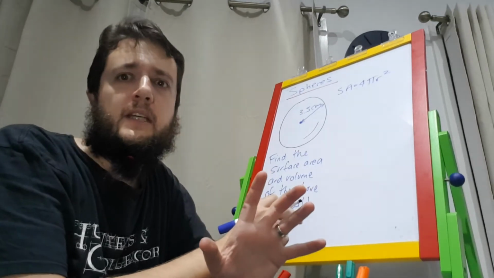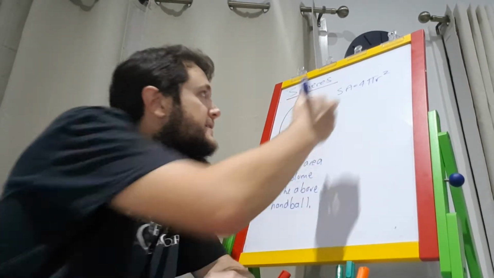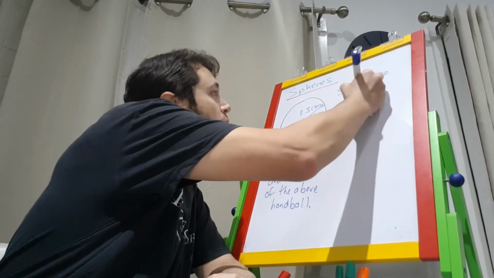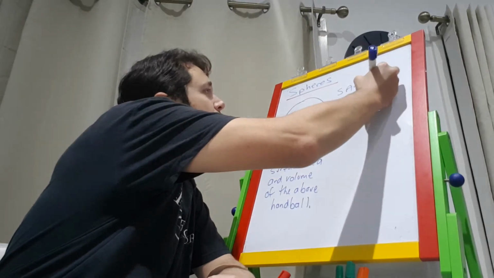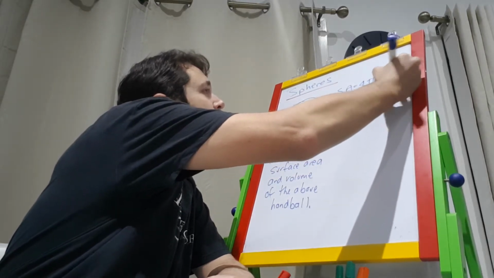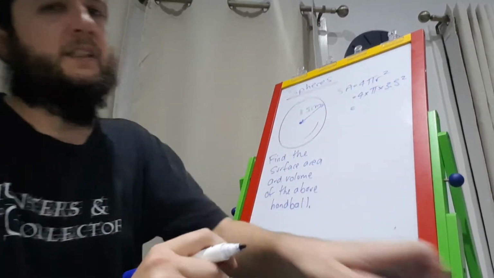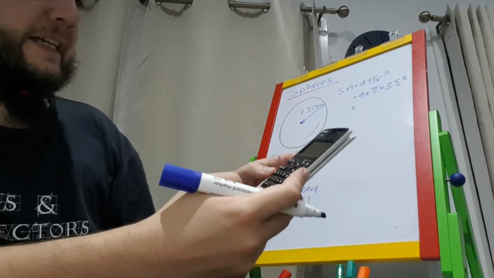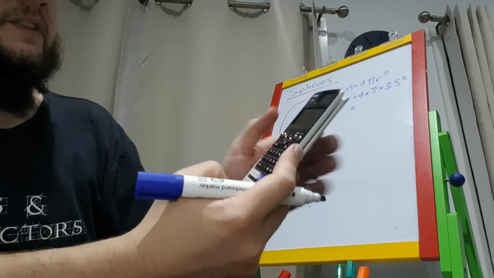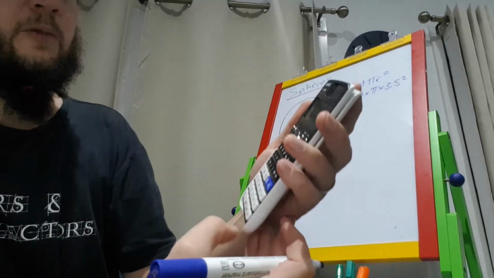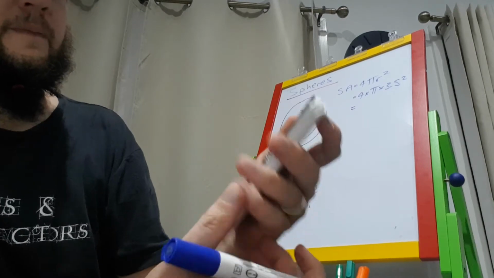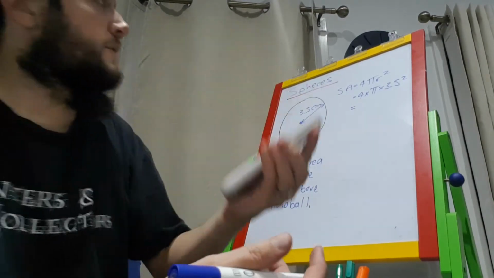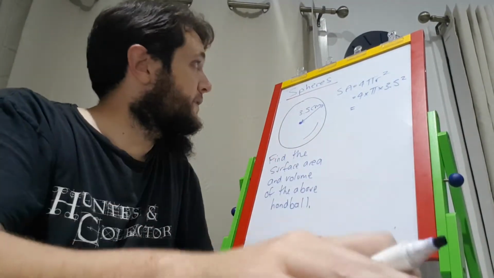The only thing you need is the radius. So in this case, it's 4 times pi times the radius, which is 3.5, so we square it. So we put that in our calculator. 4 times pi times 3.5 squared. Press equals, and there we go. We've found the surface area of this.